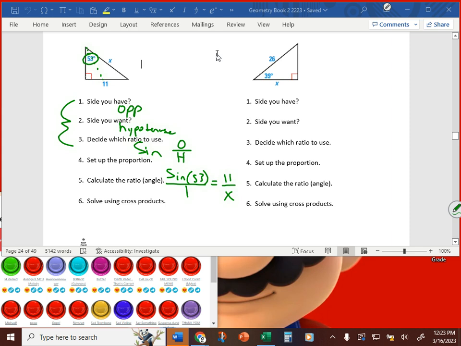Now, before we get to cross products, we have to figure out what the sine of 53 is. So here's where you go to your calculator, make sure it's in degree mode. And what is the decimal nearest hundredth of sine of 53? Joey, do you have it? Was it 0.8? 0.7. Okay? Make sure that you calculate that correctly. Sine 53, close your parentheses.